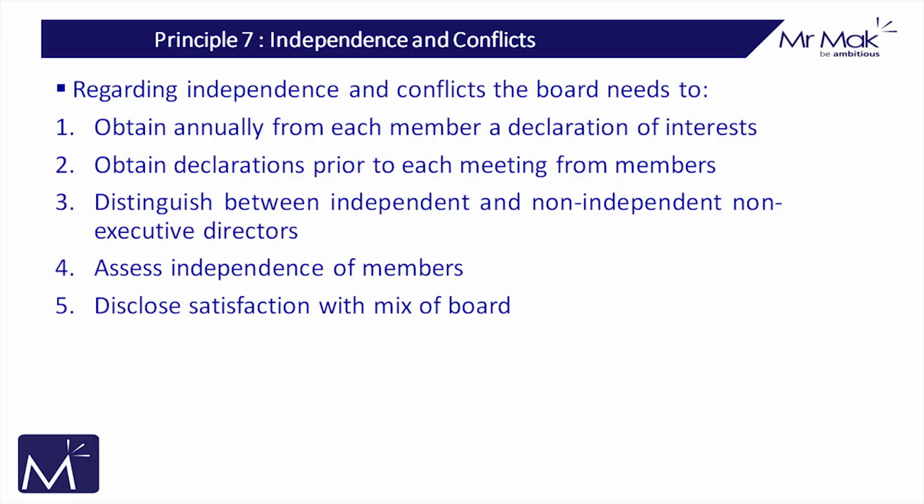And then the board must finally assess a member for independence every year after 9 years of serving as a member, and allow continuance as an independent member if the same would be judged by a reasonable and informed third party. Finally, the board needs to disclose their satisfaction with the composition or mix of the board by gender, race, and all those other issues we spoke about a little bit earlier on. They've got to disclose that in the financial statements.